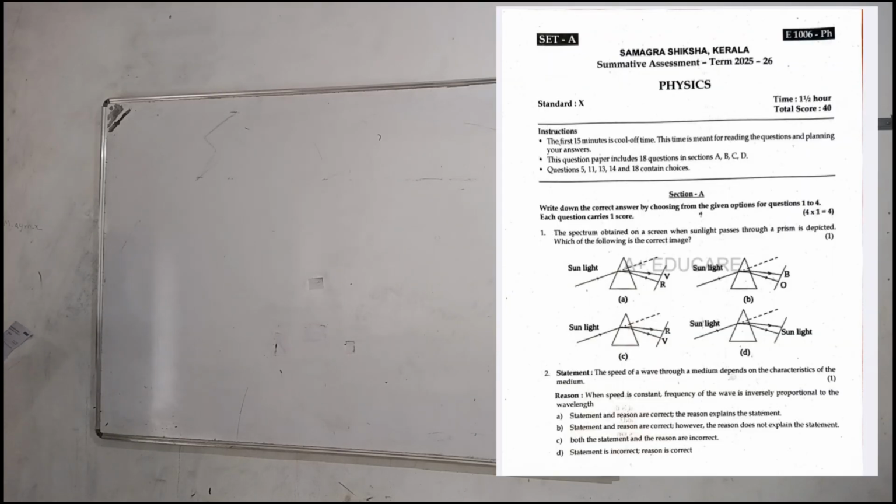Answers for the first terminal question paper of last year's 10th standard 2025-26 physics. So let us discuss the answers about the questions. Look, the question number 1. The spectrum obtained on a screen when sunlight passes through a prism is depicted. Which of the following is the correct image?